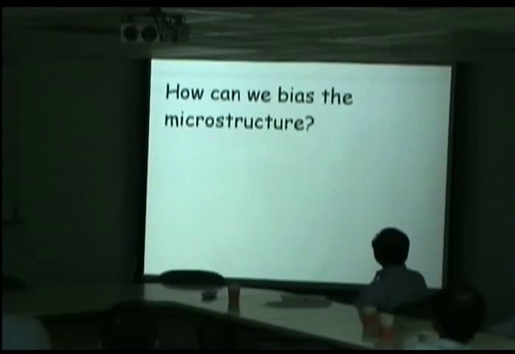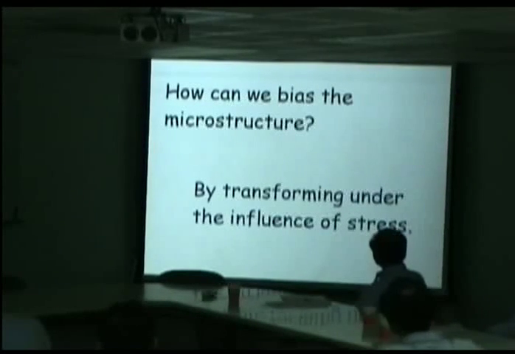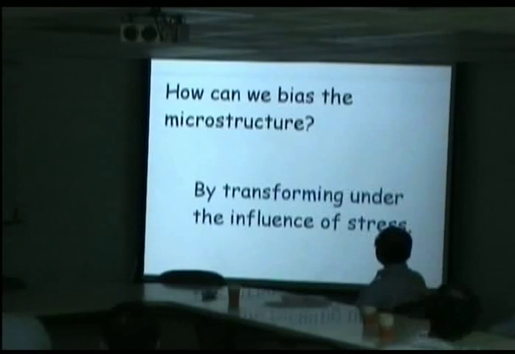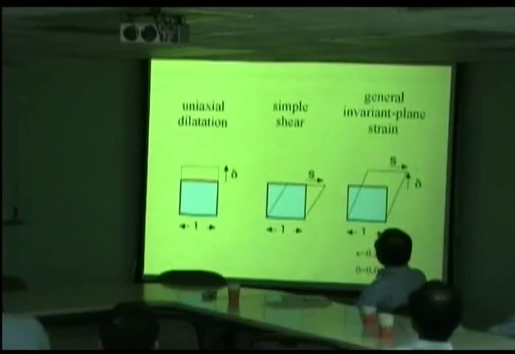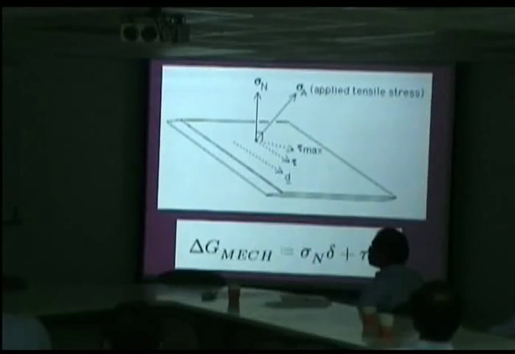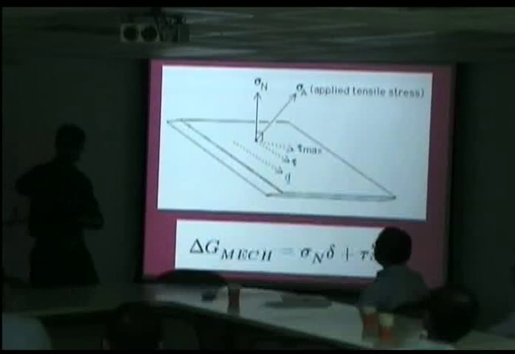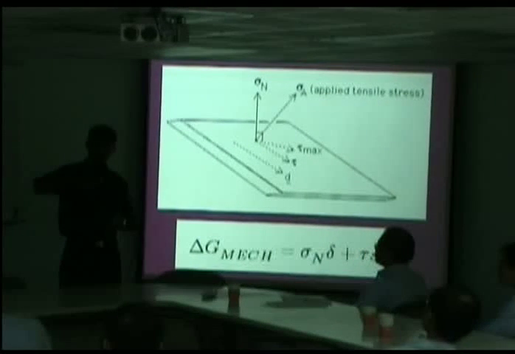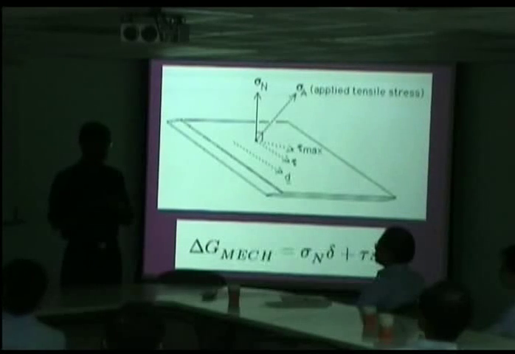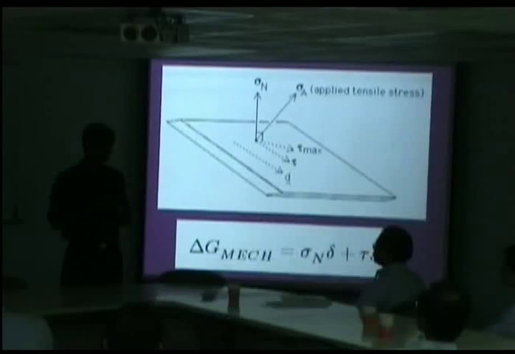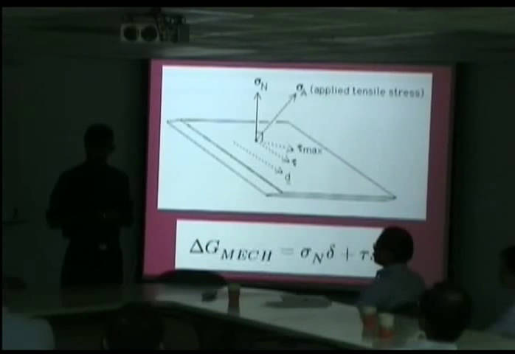So, first thing is, how can we bias the microstructure? Well, obviously, when you are forming your steel into your car component, there's going to be stresses. And those stresses favor certain orientations of martensite. And this is the shape deformation. Now, when you apply stress to an ordinary steel, certain slip systems will be activated, other slip systems will not. And those slip systems which are activated are those which have the largest shear stress along the shear direction.